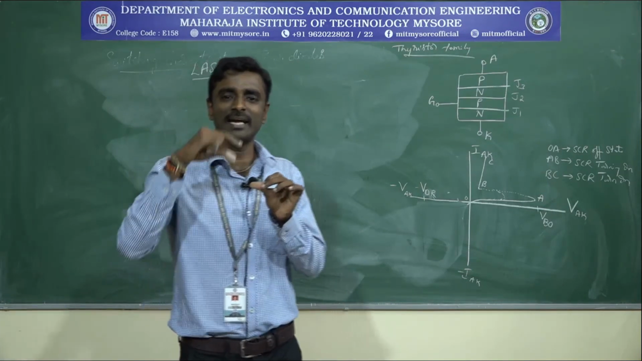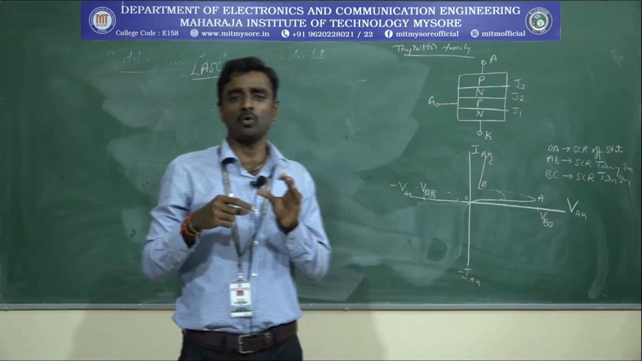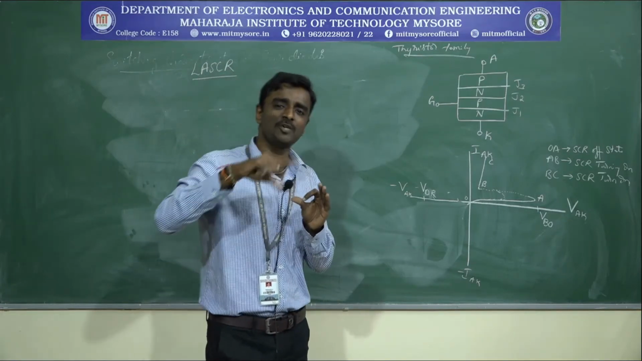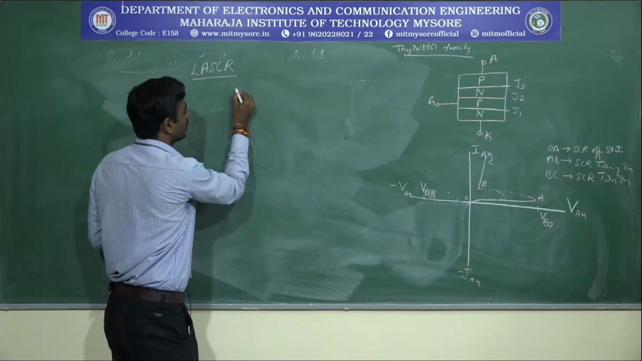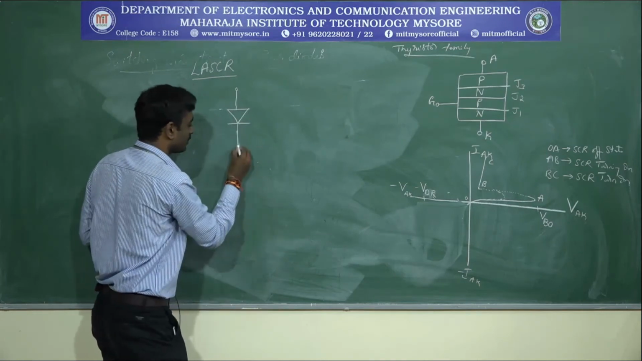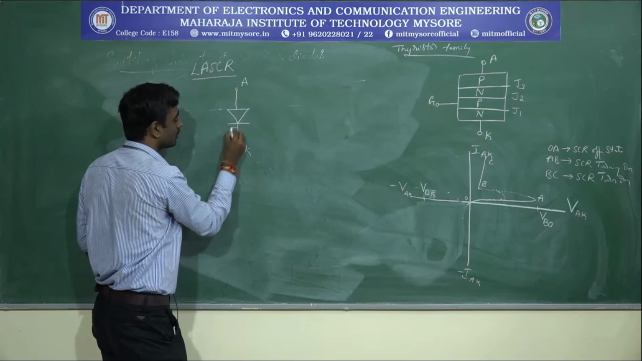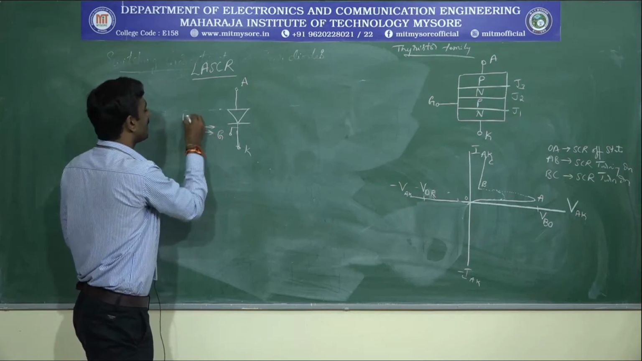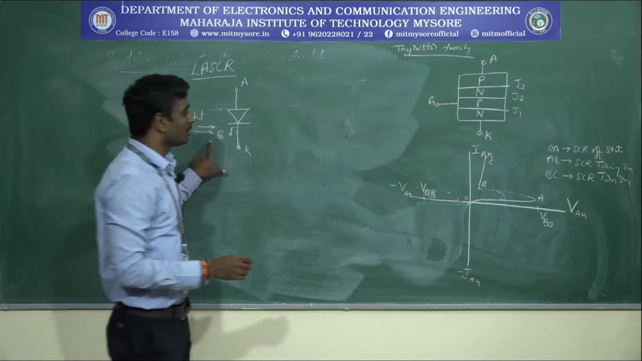We need to use a gate terminal, and the gate terminal material should be a photoresistive material so it can sense the light waves. Based on the light waves, the operation can be managed. The symbol of the LASCR is written like this, anode to cathode, with this being the gate terminal, where the input is light. I'll be applying light at the gate terminal.